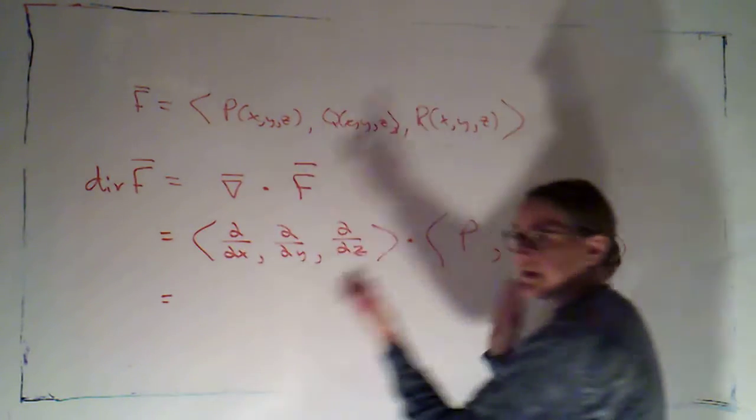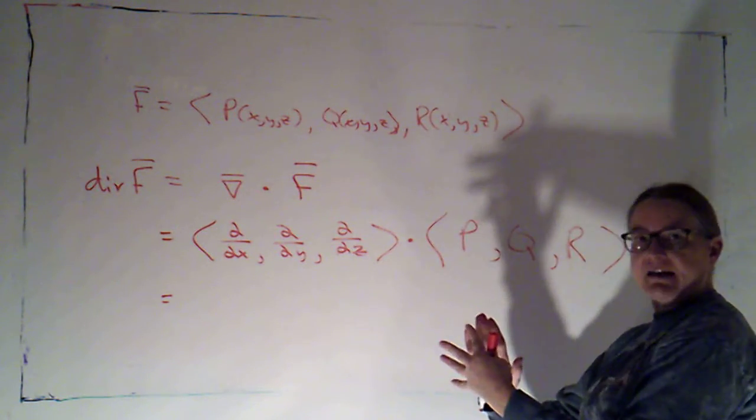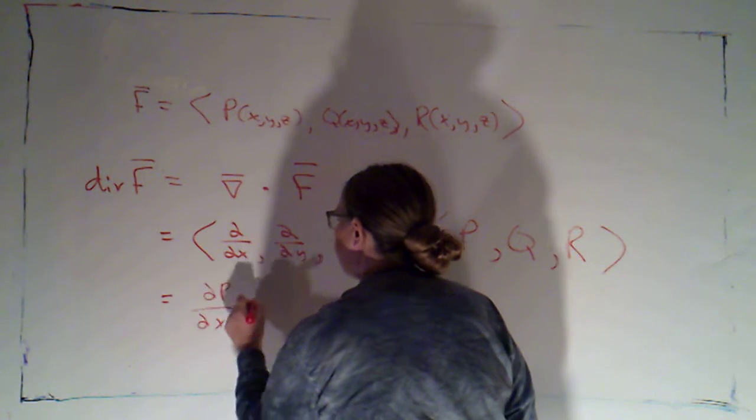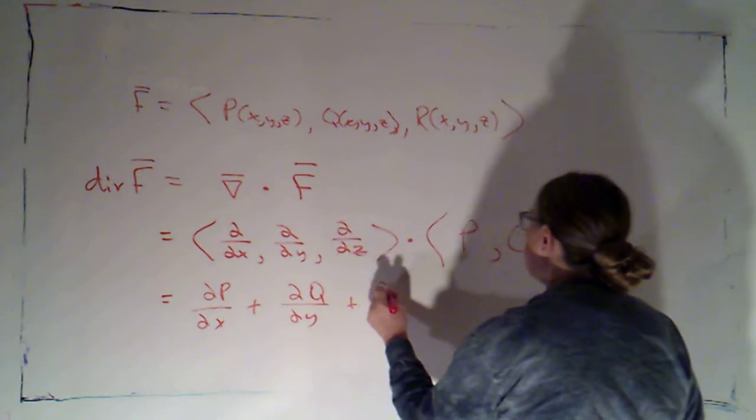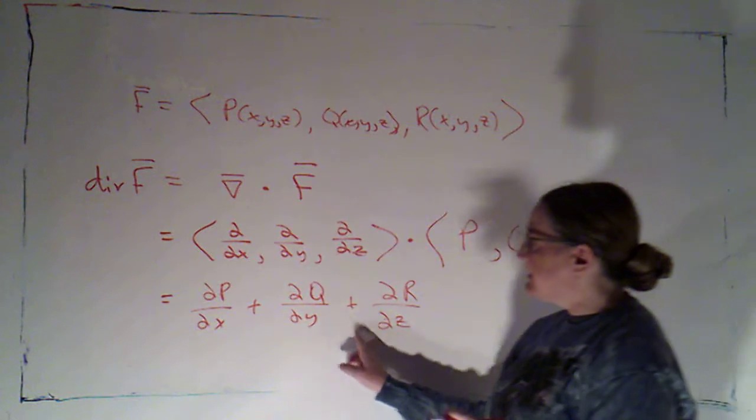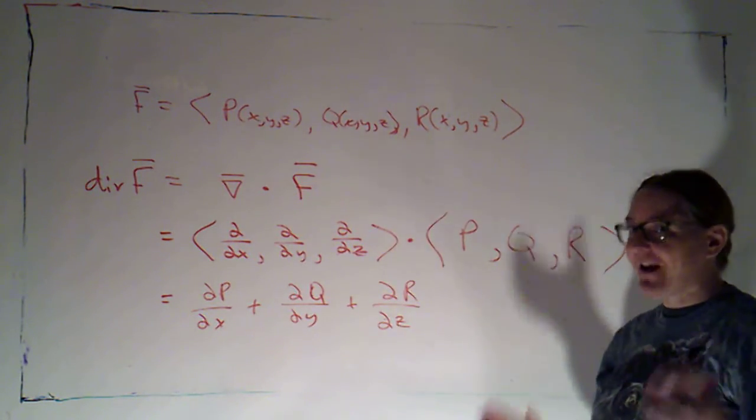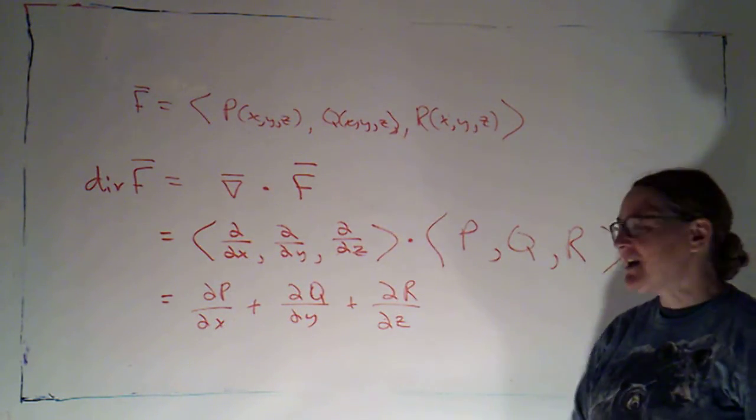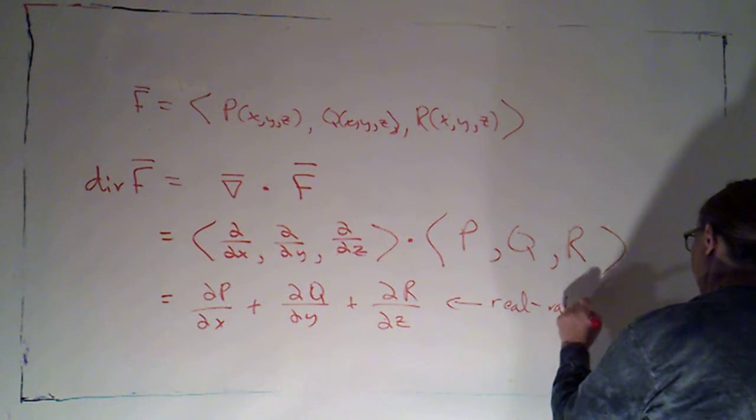And, of course, when I'm combining an operator and a function, we replace multiplication with just applying that operator to that function. So I'm going to get the partial of P with respect to x plus the partial of Q with respect to y plus the partial of R with respect to z. It's a sum of these functions. Remember, the dot product does not give me a vector. If I had numbers here, the dot product would give me a number. What this gives me here is a real valued function.